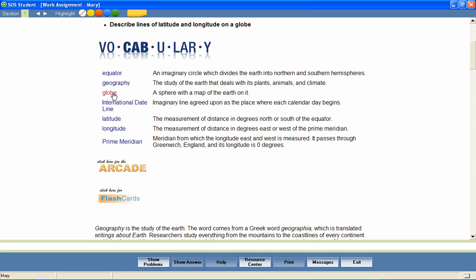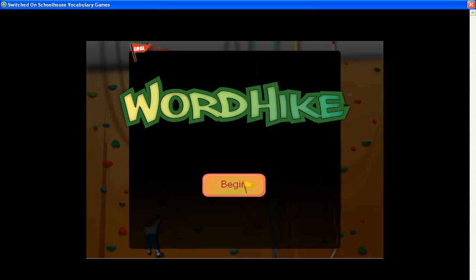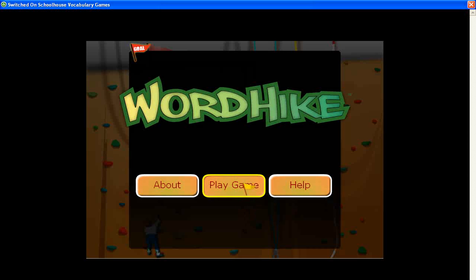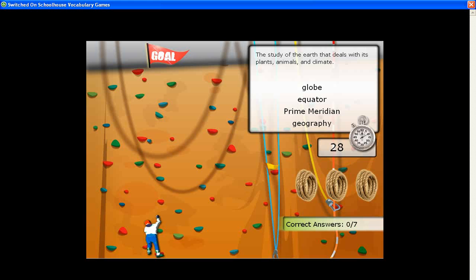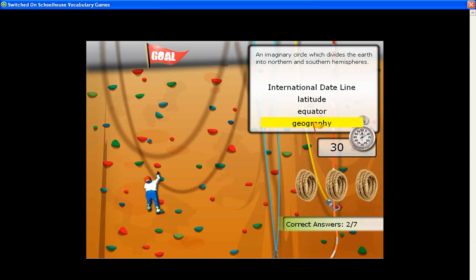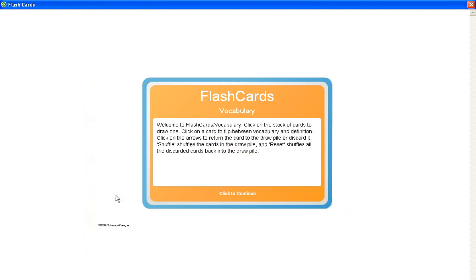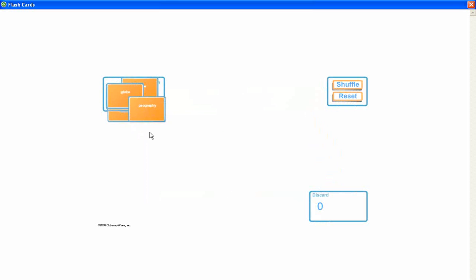Longitude, globe. In addition, the vocabulary arcade games encourage mastery of the vocabulary words by providing practice in the correct spelling of each word and in matching each word with its definition. Let's look at a sample. Flashcards allows students to easily review the words and their definitions.